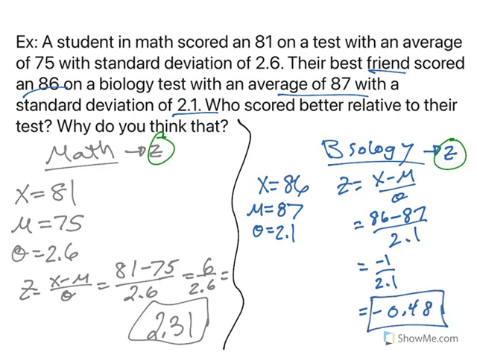So you can see the math student scored 2.31 standard deviations above the mean. Well above average, right? High five to the math student. Whereas the biology student might have scored an 86, but that's actually below average, right? Because the average student got an 87, your friend got an 86. 86 is by no means a bad score. It's just below average. So when you're comparing who did better on their test, it was the math student, which makes sense because math is phenomenal.